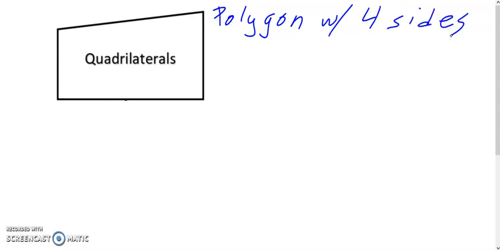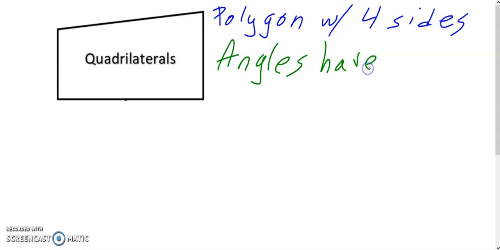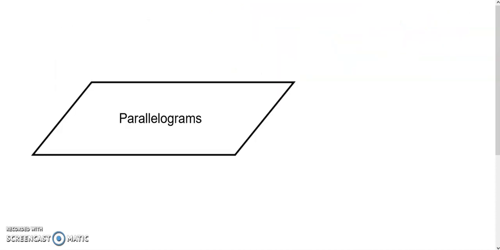Well, what else do we know? We know the angles. The angles in a quadrilateral have a sum, that means I can add them up, of 360 degrees. So the angles of the quadrilateral, if I add them up, are always 360 degrees. Parallelograms were right underneath that, so parallelograms have to meet those rules. A parallelogram has four sides: one, two, it does. The angles of a parallelogram have to add up to 360, because that's what was set up above. That's for all quadrilaterals.